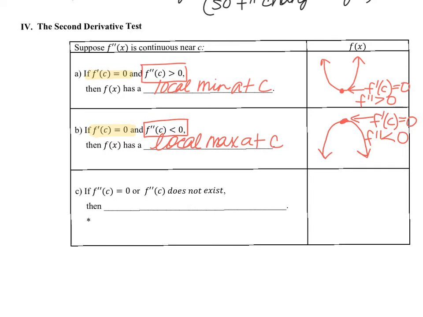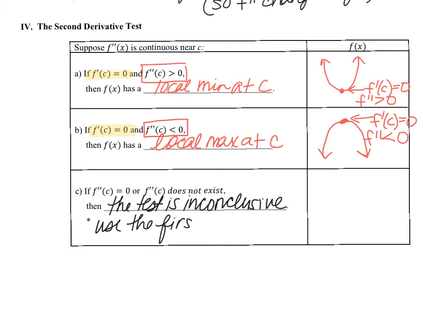And then the third case here is if the second derivative is equal to 0, or perhaps if the second derivative doesn't exist, then we say that the test is inconclusive, meaning we cannot use the second derivative test in these cases. So the second derivative test is only going to work when we know the sign of the second derivative is either positive or negative. If the second derivative equals 0 or doesn't exist, then we can't use this test, so we must go back and use the first derivative test in these cases.